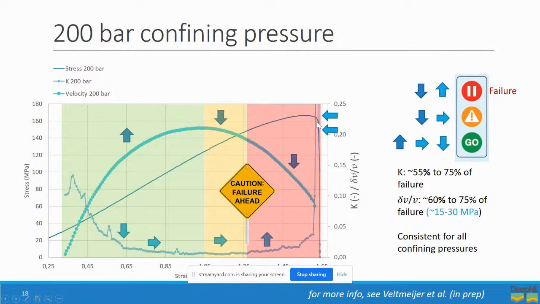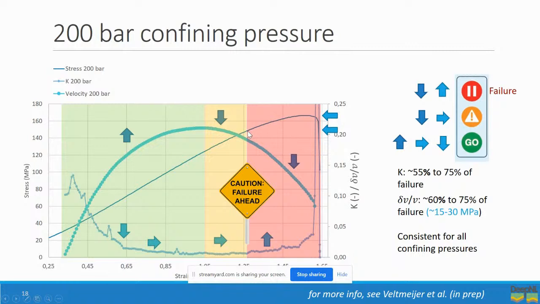And in all the experiments that we have done, we are at something like 60 to 75% of the stress strain curve. At 55 to 75%, that's where your failure starts to be notified. You see that quite early in your data already. And you still need something like a 15 to 30 megapascal increase in pressure to go from that point, the beginning of the red zone, to the moment that you feel failure.